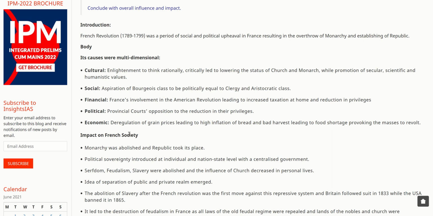Social: aspiration of the bourgeois class to be politically equal to clergy and aristocratic class. So after the clergy and aristocratic class was the bourgeois, that is, you can compare it with the landlords in India. Now, these guys wanted to have some kind of a political statement for themselves. So that is how it happened.